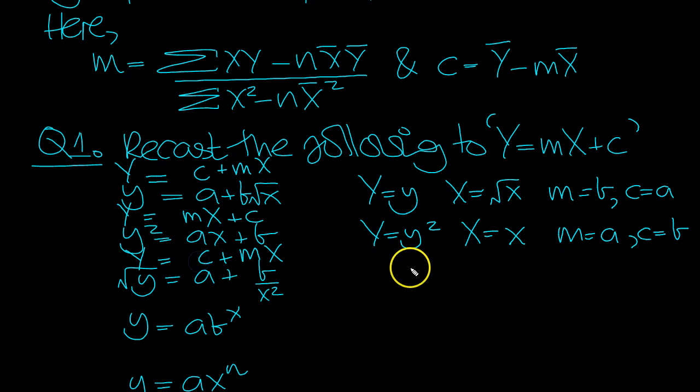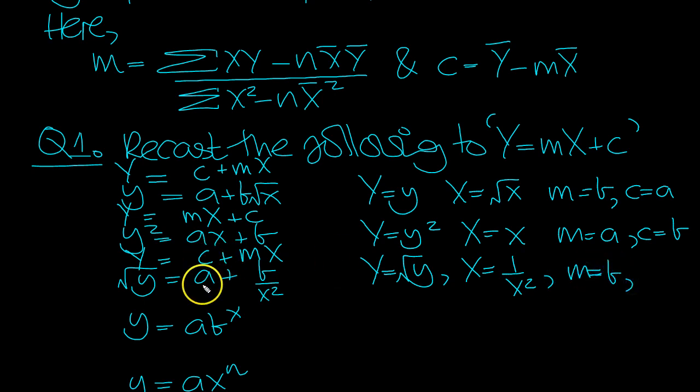Here, y equals mx plus c, isn't it? So y would equal root y. The x would be 1 over x squared. The m would correspond to b, and the c would correspond to a.